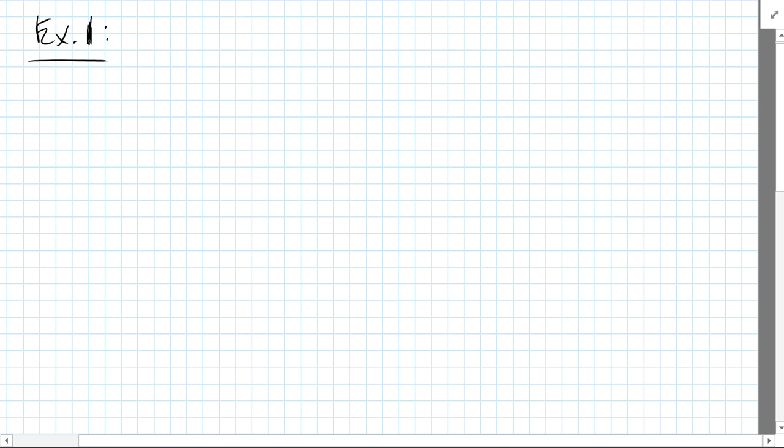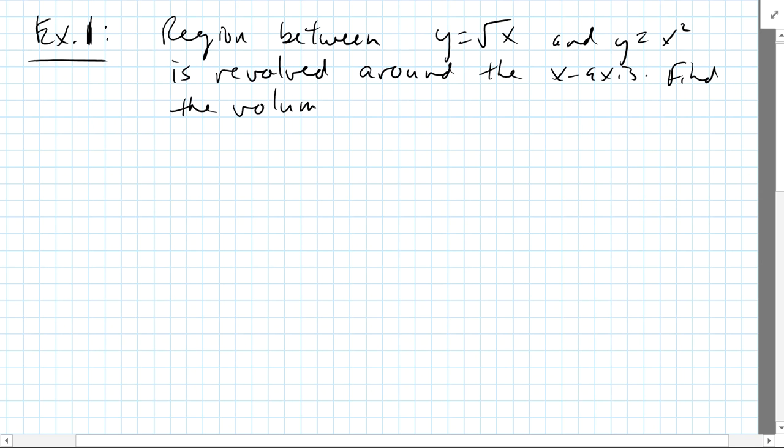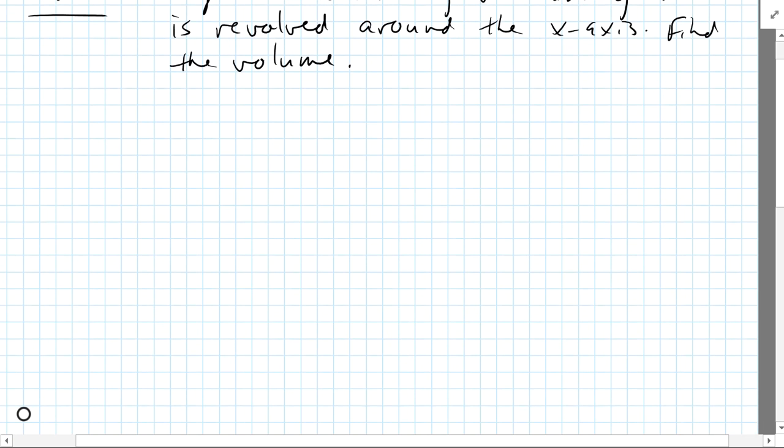What if I give you the region between, and this is how it's going to be worded, y equals square root of x and y equals x squared, revolved around the x-axis. Find the volume. Pretty straightforward, right? Let's see. So we're going to sketch it first.